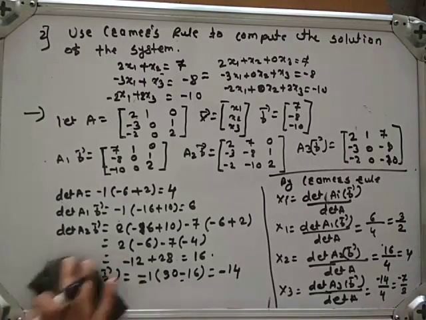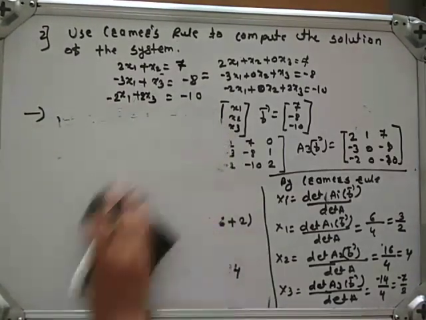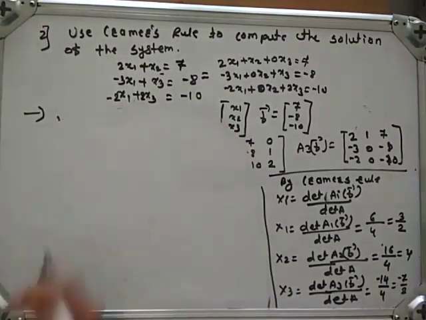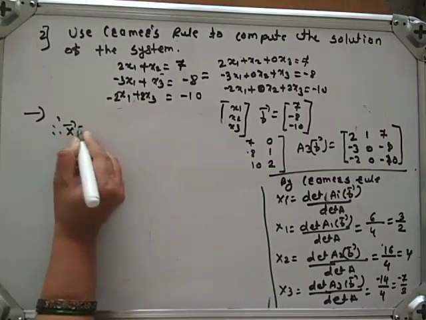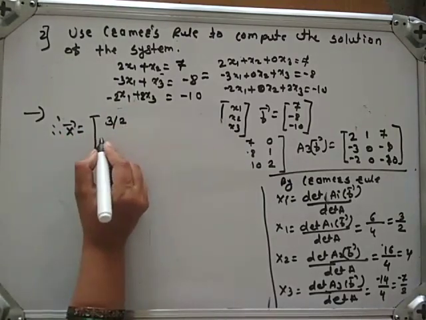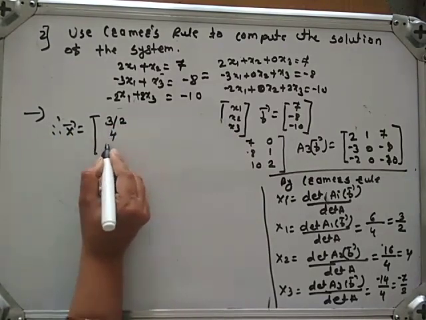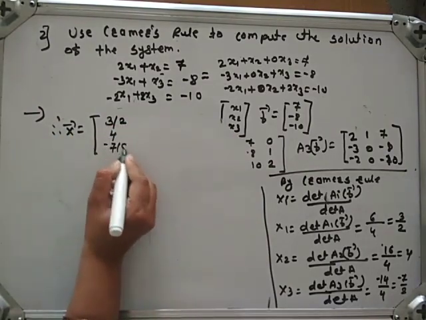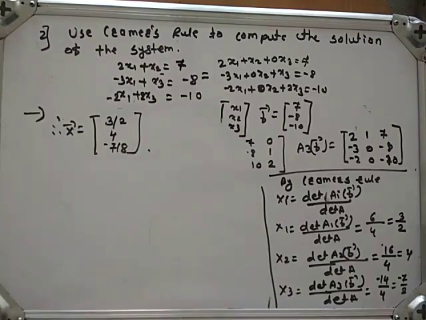Okay. Therefore, x bar is equal to x1 is 3 by 2, x2 is 4 and x3 is minus 7 by 2. This is the solution of the given system.